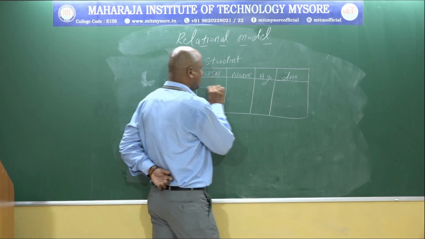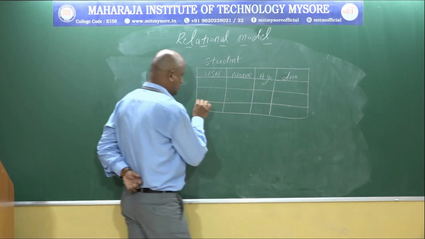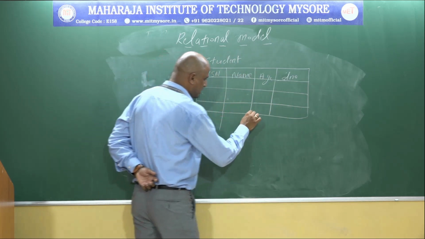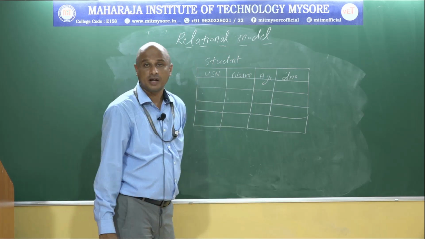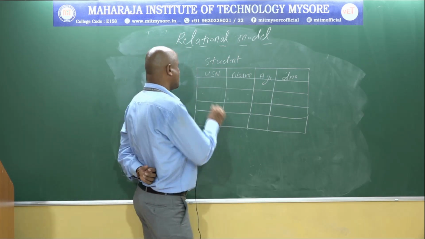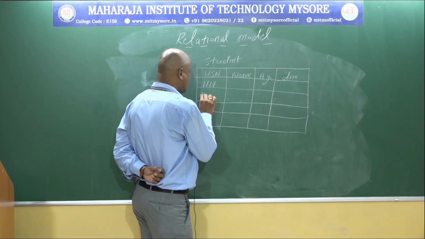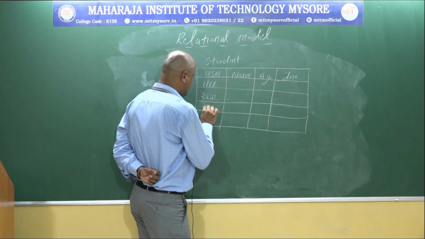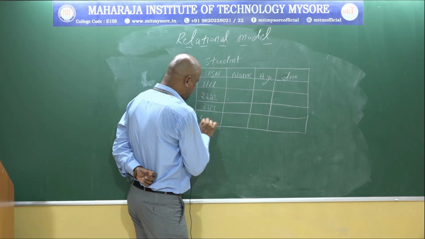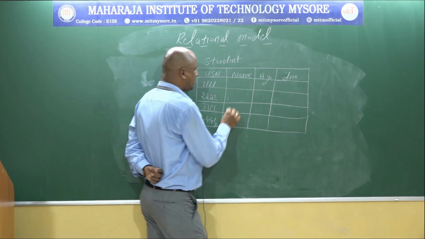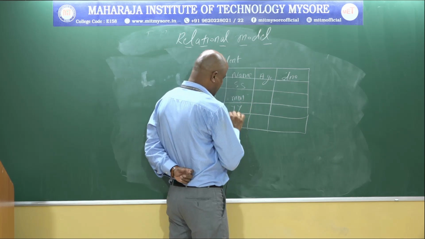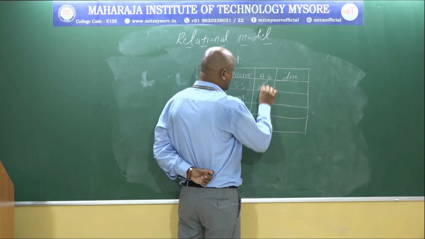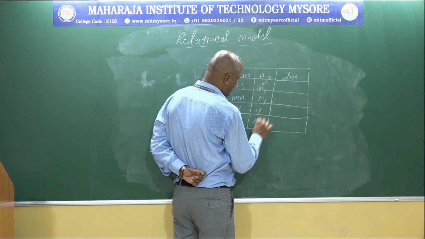Now I'll fill in some data so that it's easy to understand what a relational database is. It's nothing but a table, as I told you, a set of rows and columns. So USN 1, 2, 3, 4, with some names I define, and ages 24, 21.